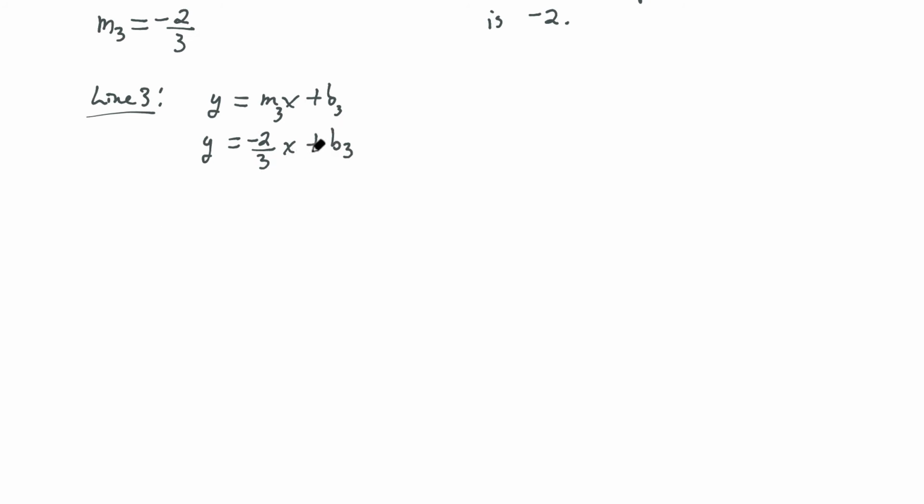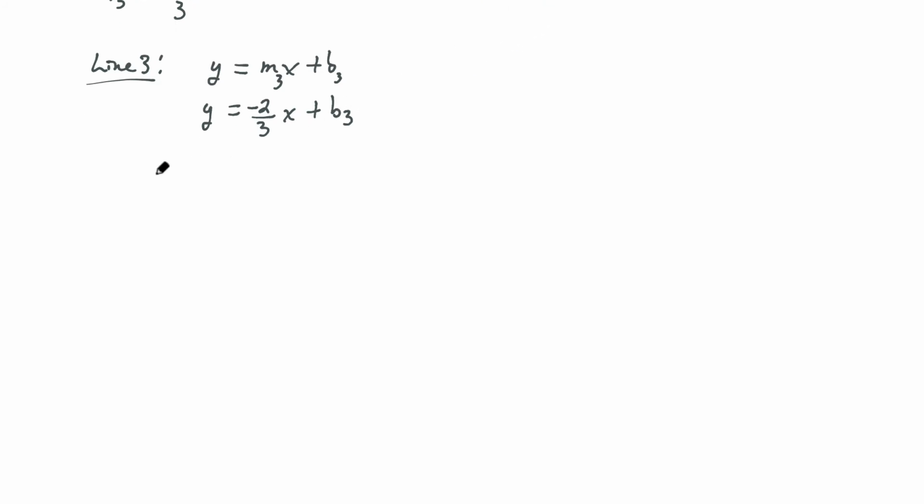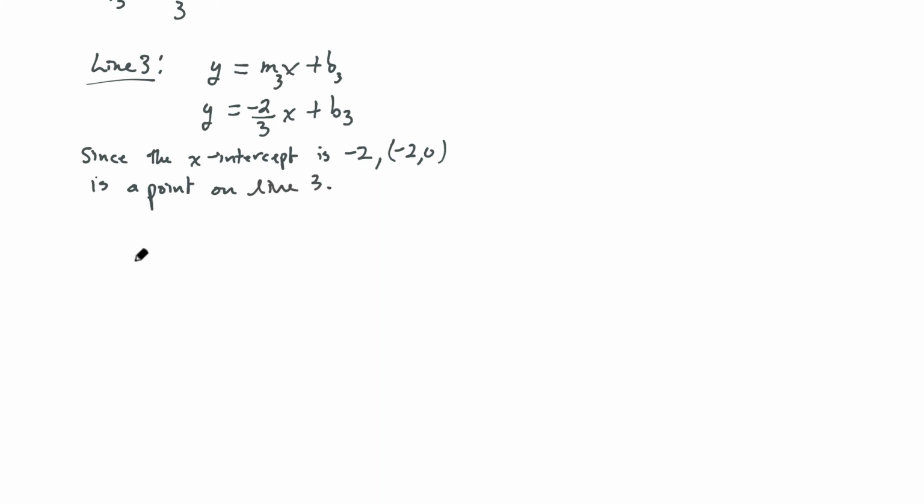To solve for b3, let's just substitute any point that we know is on our line. Since we know that the x-intercept of line 3 is negative 2, we have that negative 2 comma 0 is a point on line 3. So we can substitute negative 2 comma 0.